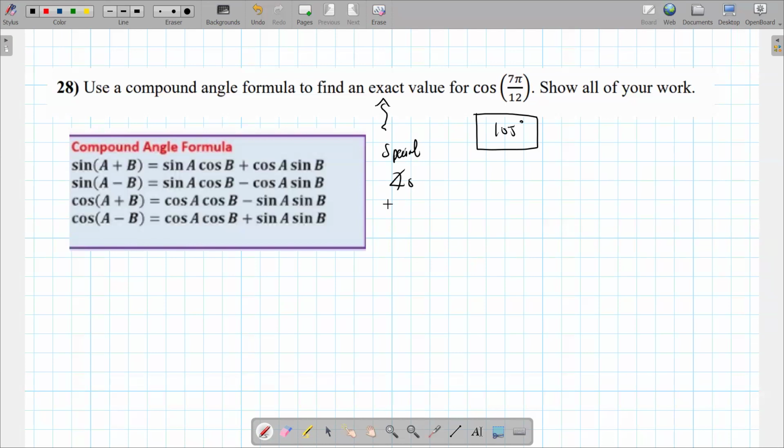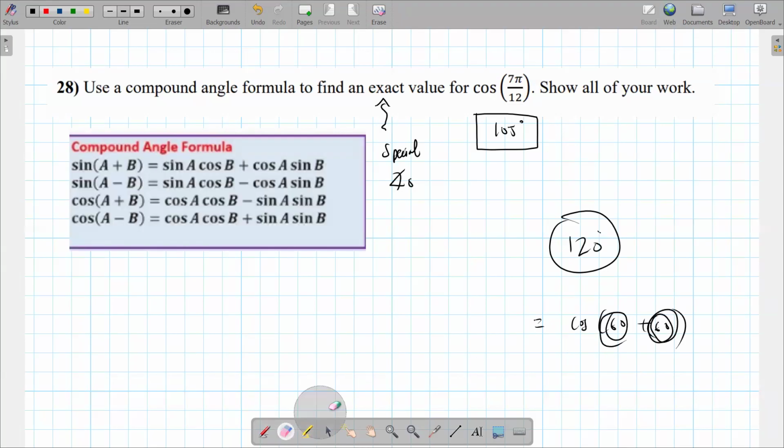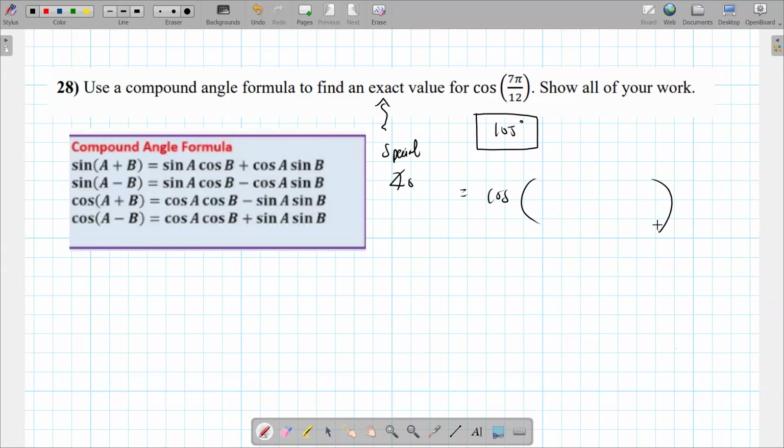Now, for the special triangles, we only have 30, 60, and 45, 45. Right now, the angle is 105, right? So what you need to do is write this angle in terms of two other special triangle angles. Here's what I mean by this. For example, if they ask you for 120, you can write that as cosine of 60 plus 60, because both of these are special triangle angles. What about 105? How can we write this in terms of two special triangle angles?